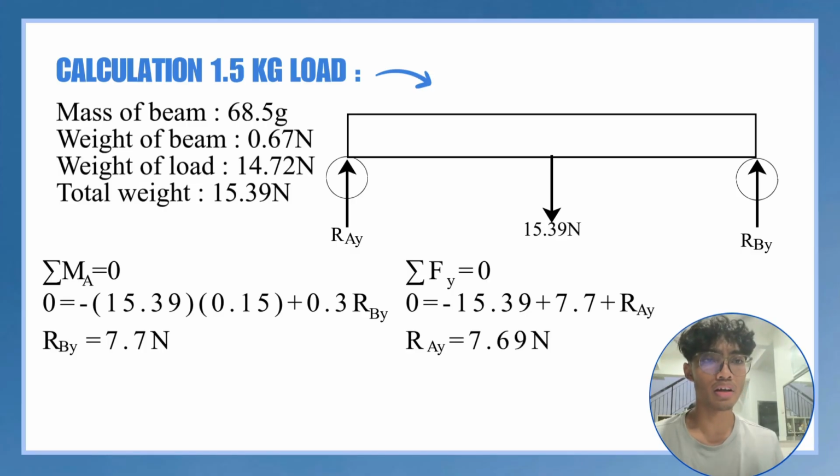So we have a roller because it can rotate about the x-axis, and we have to find the summation MA equal to 0, where we will use negative 15.39 times 0.15 plus 0.3 RBY. So we can get the reaction force at BY, which is 7.7 Newton, and then we use the summation Fy equal to 0: 7.7 plus negative 15.39 plus RAY, and we will get the reaction force at AY, which is 7.69 Newton.